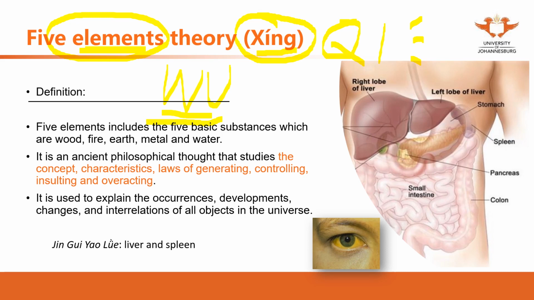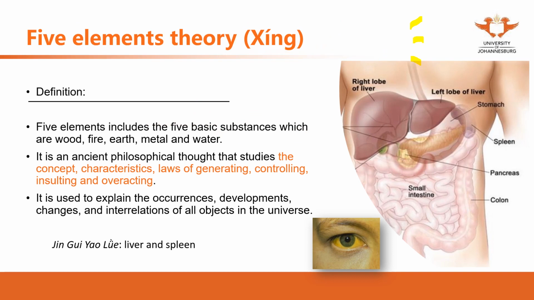So this theory includes the 5 basic systems: the wood, fire, earth, metal, and water. And in this theory, we focus on the movements, or the relationships, the laws of generating, controlling, insulting, and overacting. We use this theory to explain the occurrences, developments, changes, and interrelationships of all objects in the universe. So that's the use, the application of this theory.